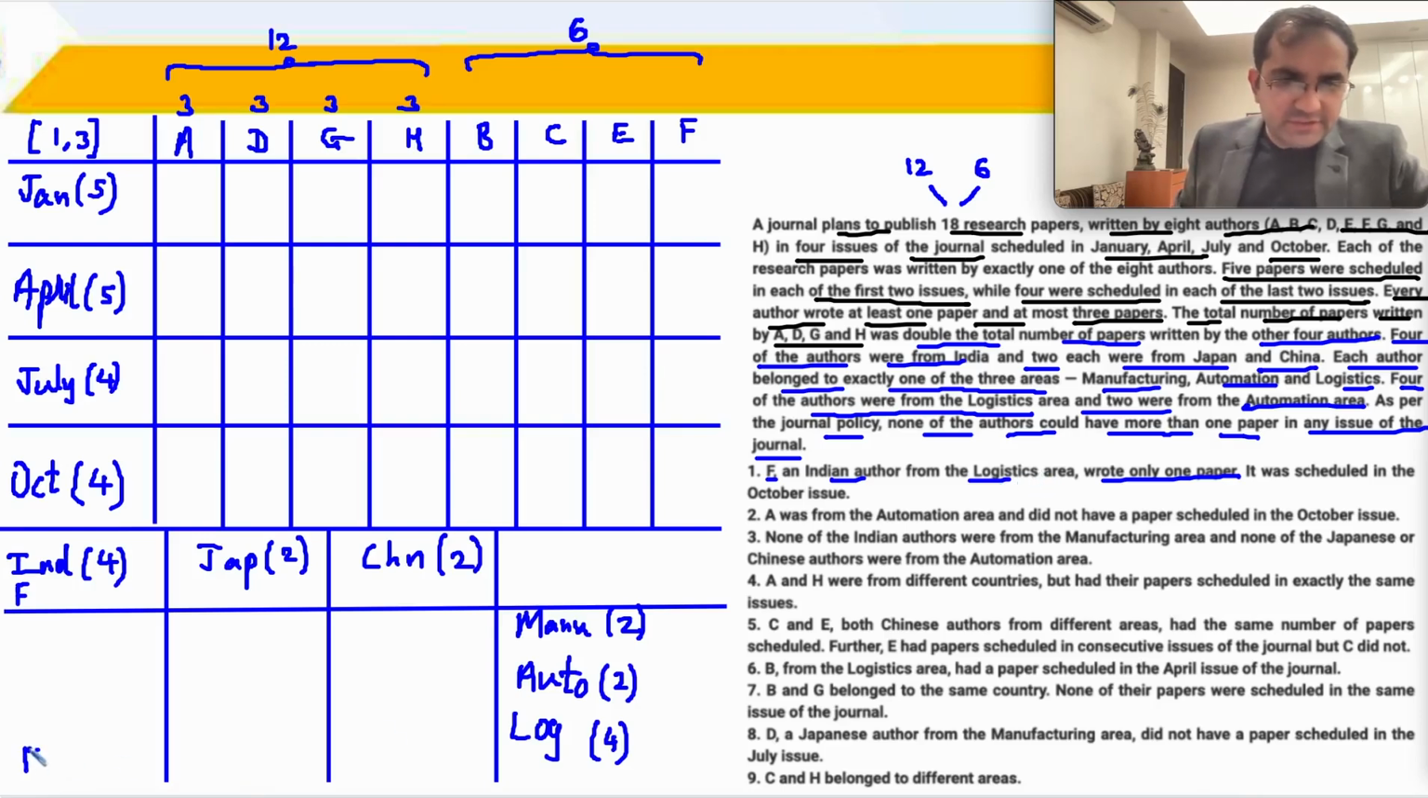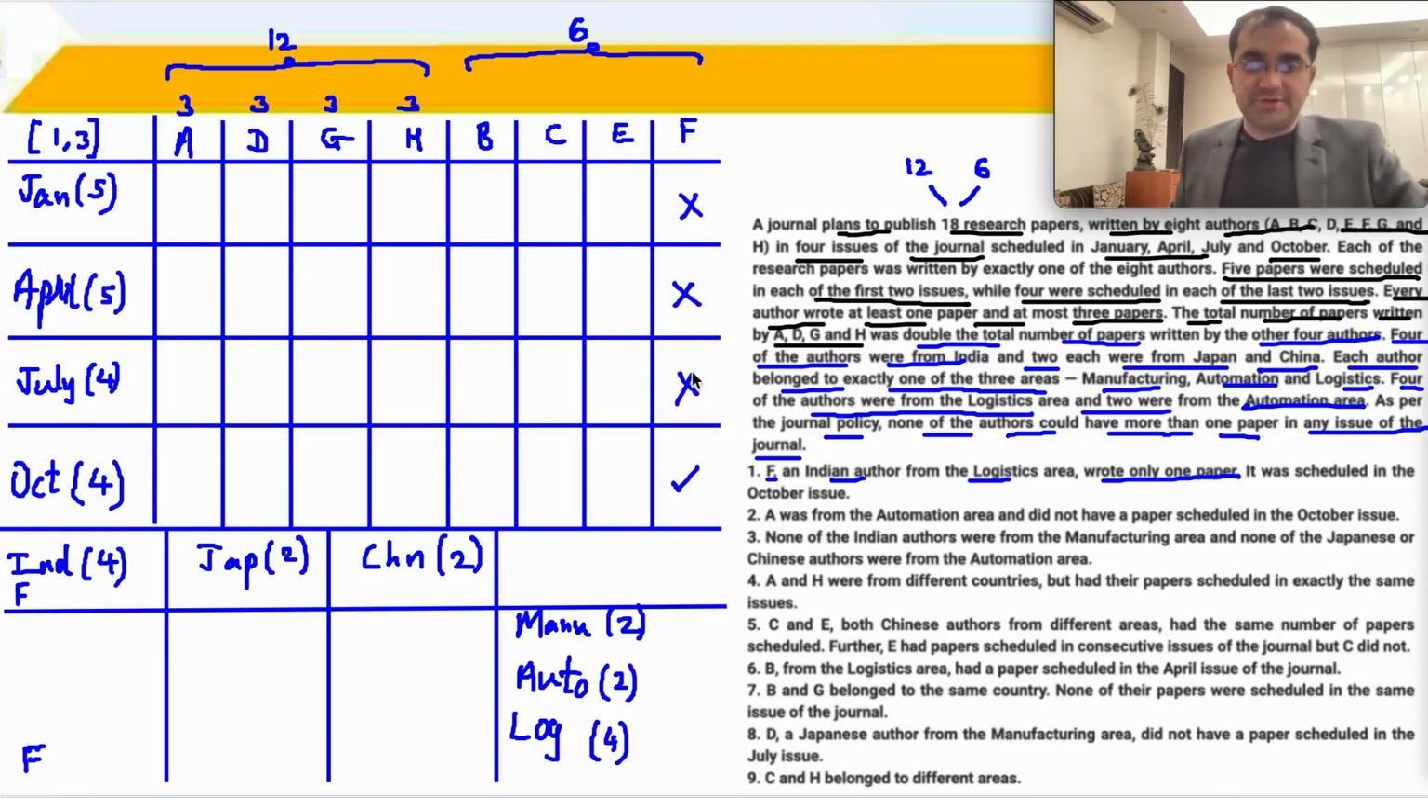Indian author from logistics. Wrote only one paper. It was scheduled in October. So F wrote his paper in October, not in some other month. Okay? Yes, he says that he wrote only one paper. So F is 1. F wrote only one paper in October. The remaining values are gone.